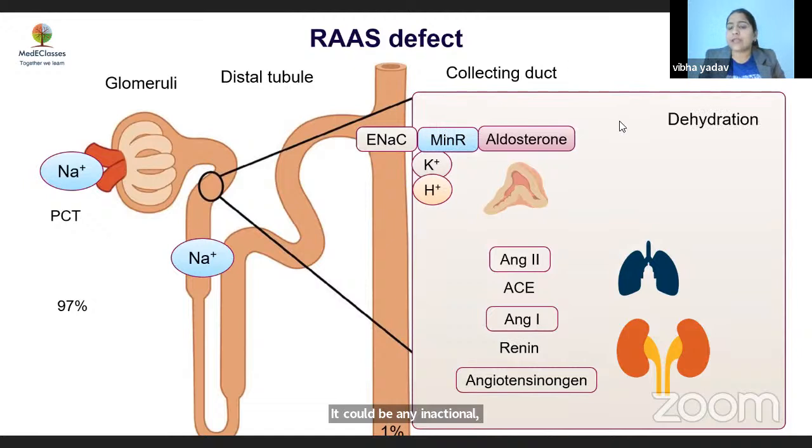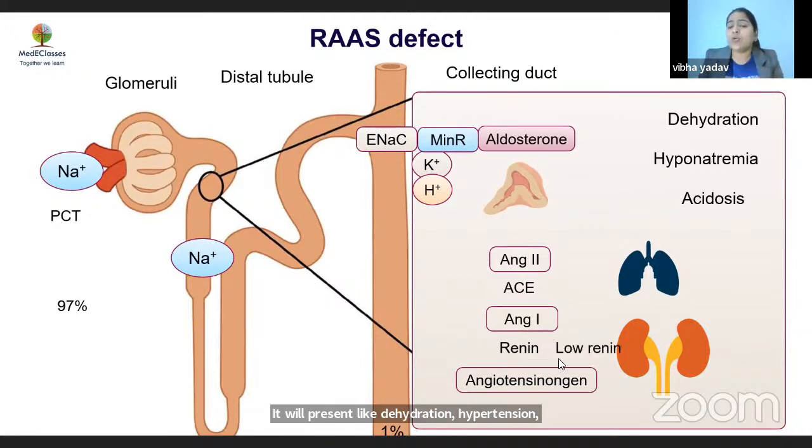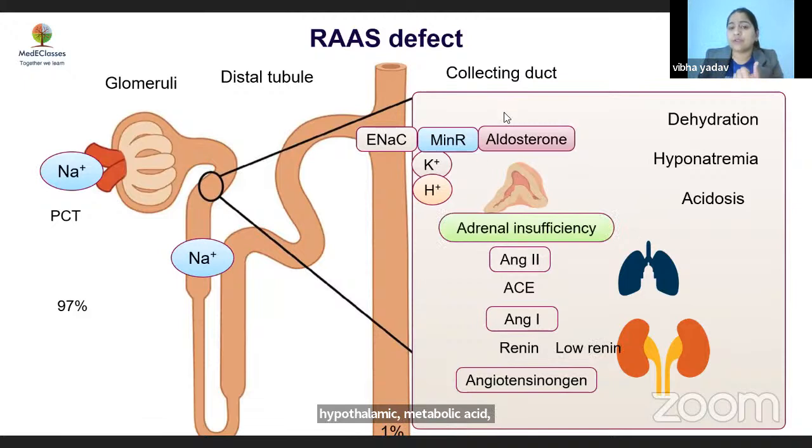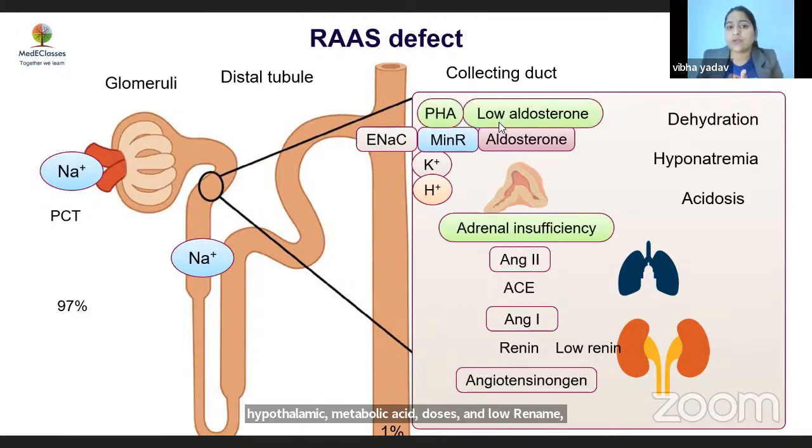It will present with dehydration, hypotension, hyperkalemic metabolic acidosis, and low renin. Adrenal insufficiency, low aldosterone, all these conditions will present with hyperkalemia. I will discuss all these conditions later on. So any problem in the RAS axis, if it is not activated, will cause hyperkalemia.